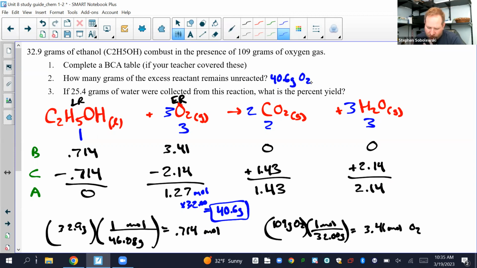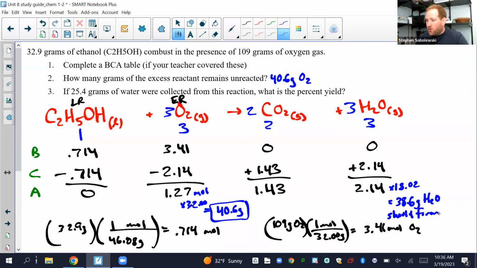And finally, if 25.4 grams of water were collected, what's the percent yield? And a lot of times people say, well, percent yield of what? Well, since we're collecting the water, it must be the percent yield of water. So how many moles of water form? 2.14. If we multiply that by the molar mass of water, 18.02, that'll give us the theoretical yield of water. How much water is supposed to form when these reactants go into the reaction? 2.14 times 18.02 gives us 38.6. 38.6 grams of water, I'm going to say should form.